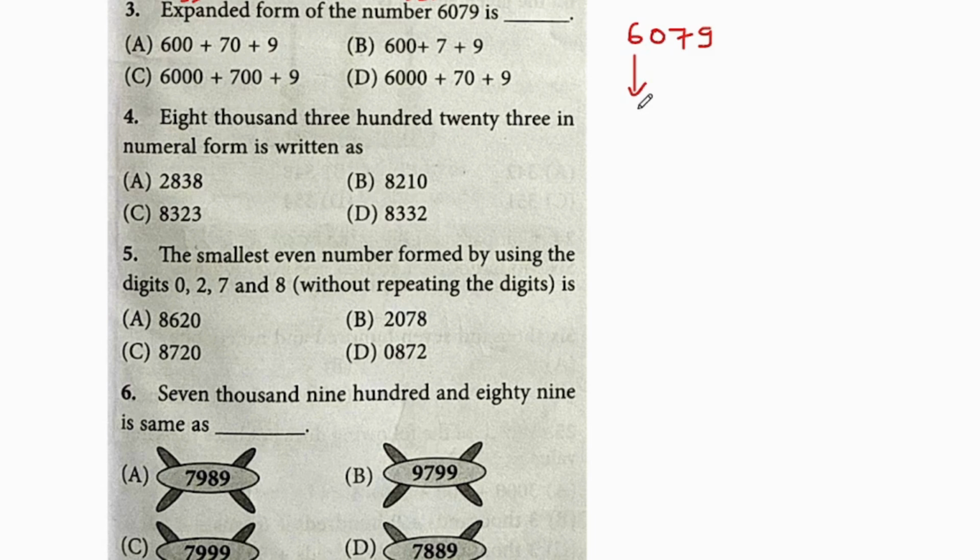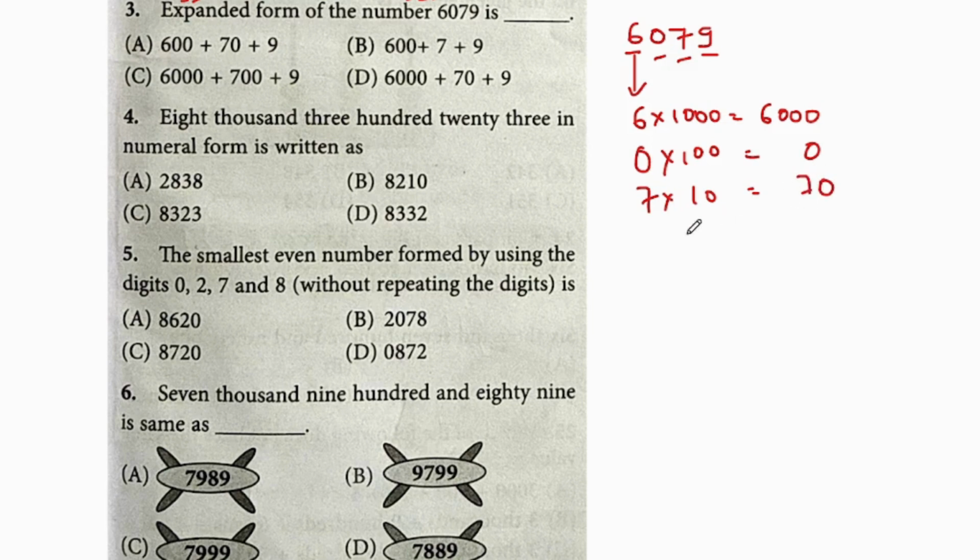Let's start with the thousands place. 6 into 1000 because 6 is at the thousand place. You know that, right? Ones, tens, hundreds, thousands. 6 is at thousand place, so 6 multiplied by thousand. 0 is at hundred place. 0 multiplied by hundred, that is 0. 7 is at tens place. 7 multiplied by 10 is equal to 70. And 9 is at ones place. 9 multiplied by 1. This would be your expanded form.